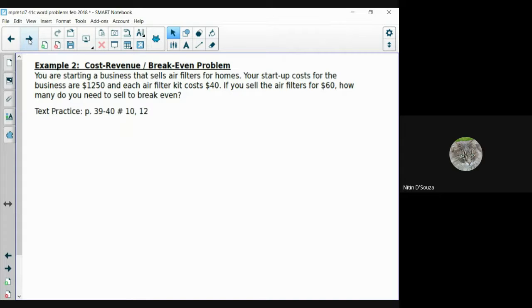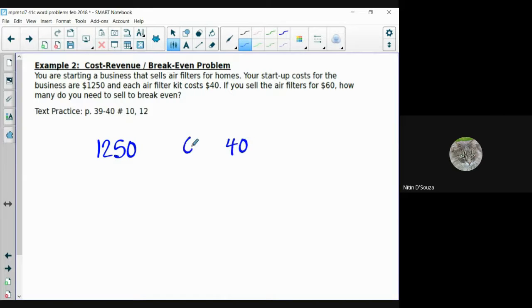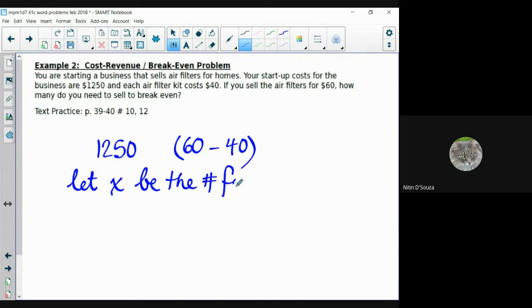Your startup costs are $12.50. You pay $40 for a filter, but you sell it for $60. So how much are you making per filter? $20, right? So let X be the number of filters sold. In order for you to break even, 20X has to equal $12.50.